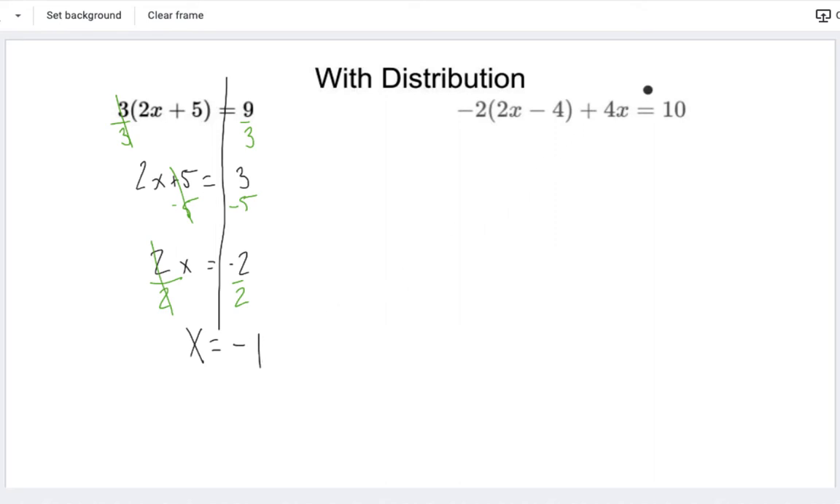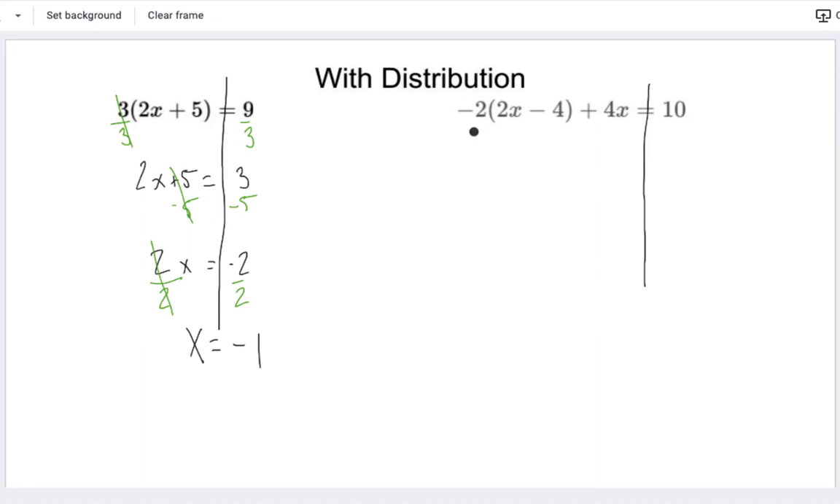Now, in the second example over here, we have our distribution, but then we have more terms outside, which means when we distribute, we're going to have to combine like terms. So in this case, we can't just divide by the negative 2, because this could cause problems if you don't do it correctly. So again, we have a left-hand side and a right-hand side.